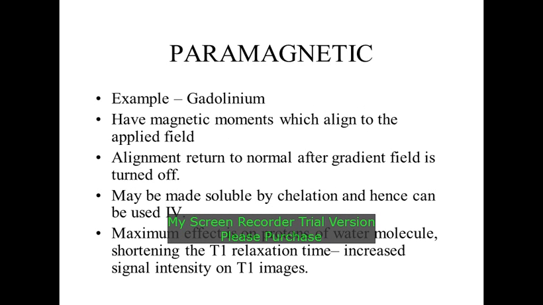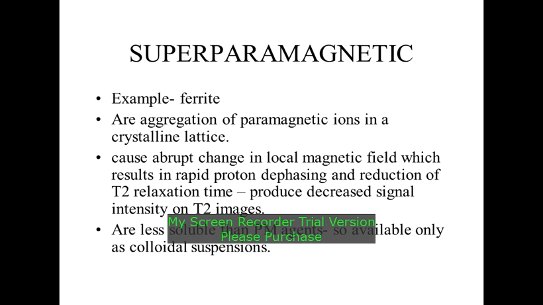Paramagnetic agents, the best example being gadolinium, have magnetic moments which align to the applied field. Alignment returns to normal after the gradient field is turned off. They may be made soluble by chelation and hence can be used intravenously. Maximum effect is on protons of water molecules, which shortens the T1 relaxation time and causes increased signal intensity on T1 weighted images.